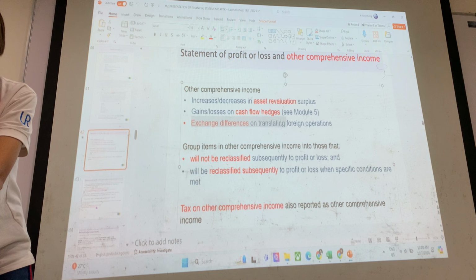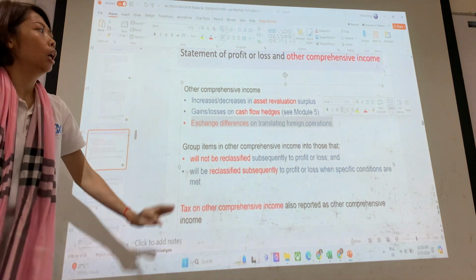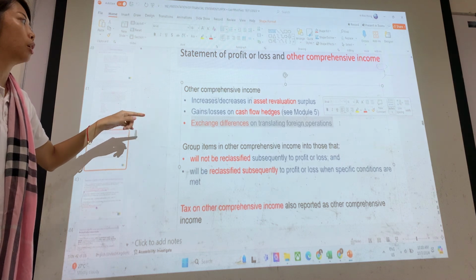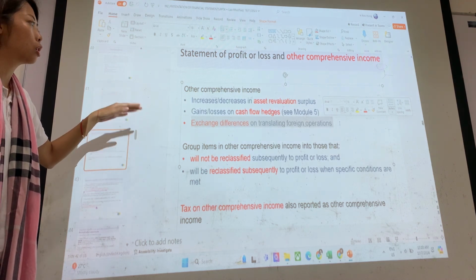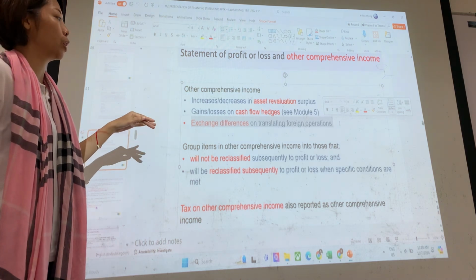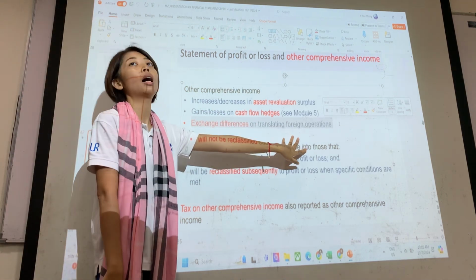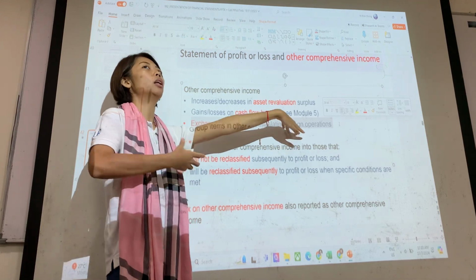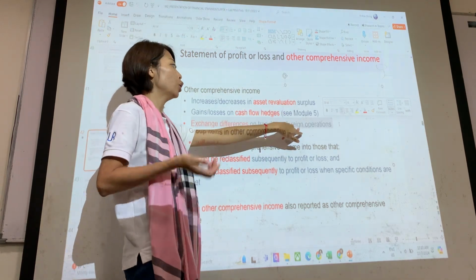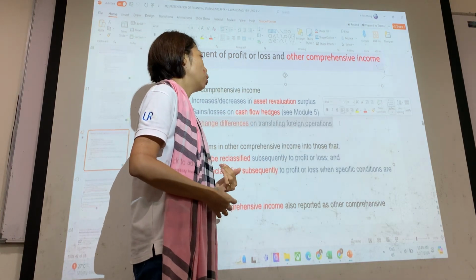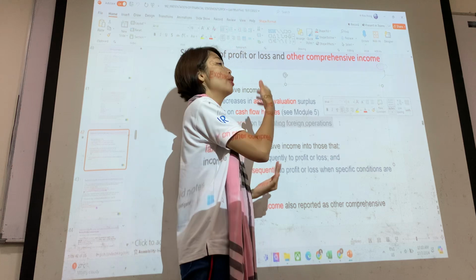Now, another one is the one that we never studied before. It's called foreign operation exchange difference: currency exchange difference on translating foreign operation. Now what does it mean? Let's say I'm a Roti Boy and I open a Roti Boy outlet in Jakarta. Jakarta is a foreign country because over here is Malaysia. So this is known as a foreign operation.